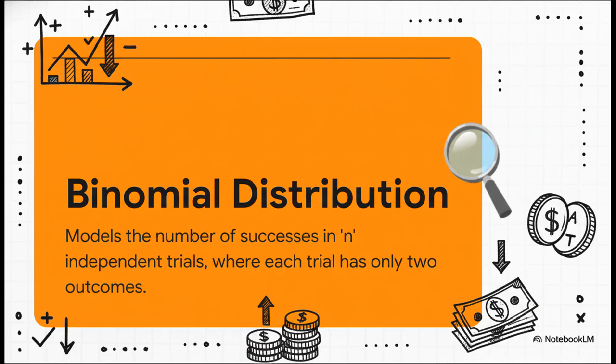This is your go-to model anytime you can frame a problem in binary terms. Is this trade going to make money or lose money? Does the stock price go up or does it go down? If we can define a success and a failure and then repeat that event, the binomial distribution lets us figure out the probability of getting a certain number of those successes.